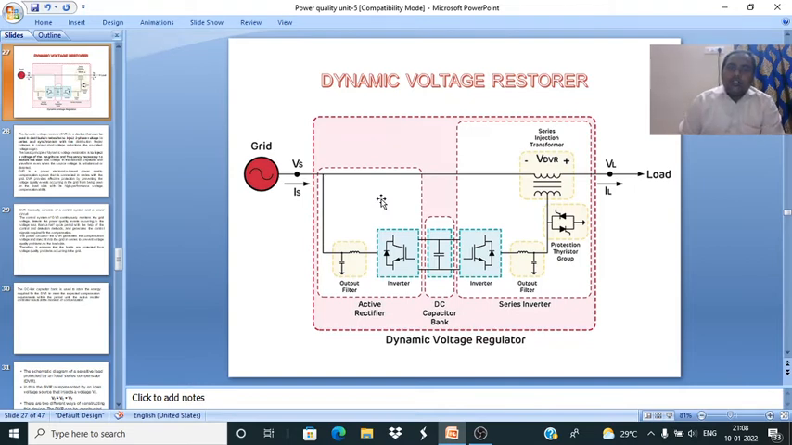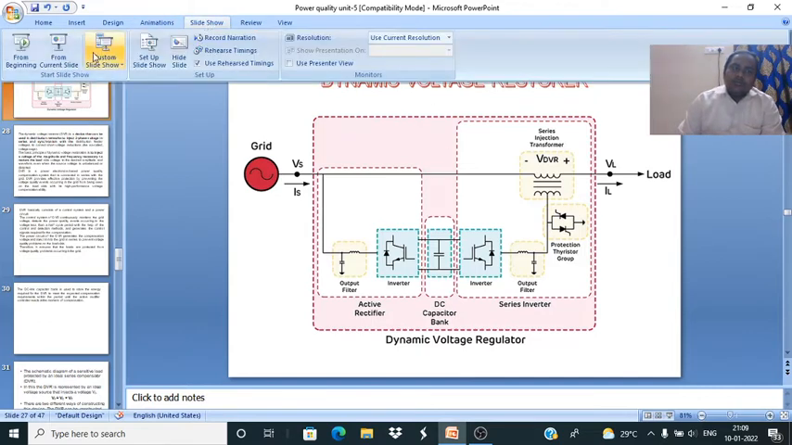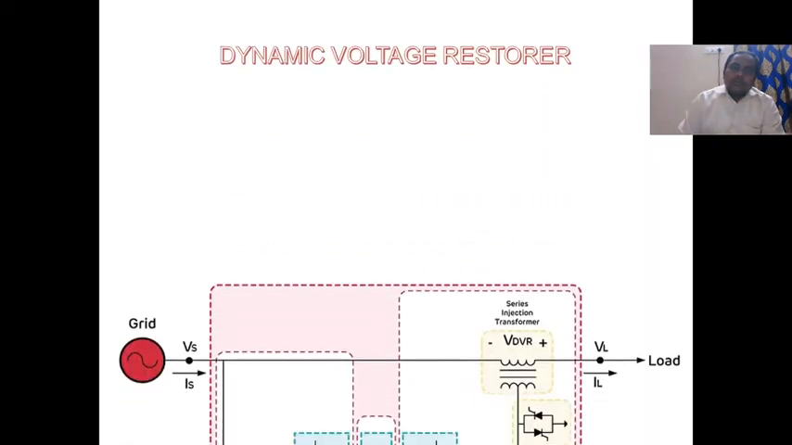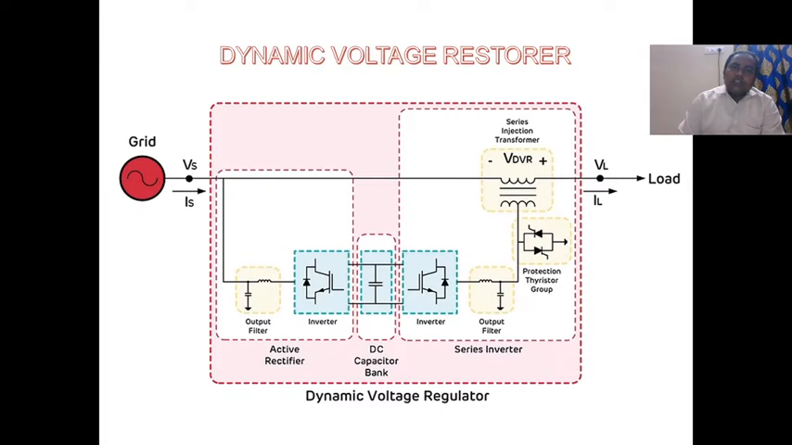Now we discuss the dynamic voltage restorer, DVR. Dynamic voltage restorer is a DVR. It is used for distribution lines, not transmission lines. It is only used for distribution lines.